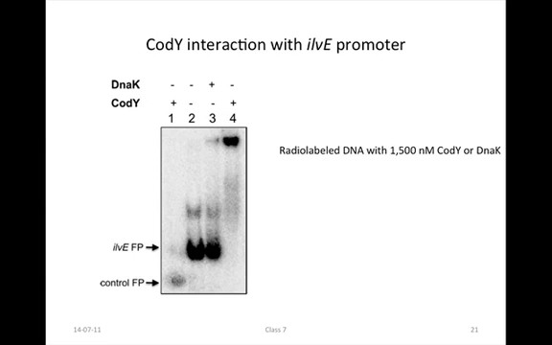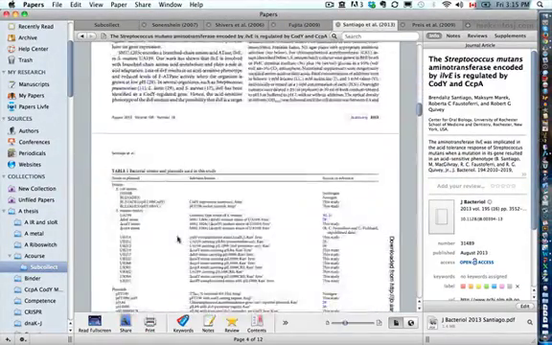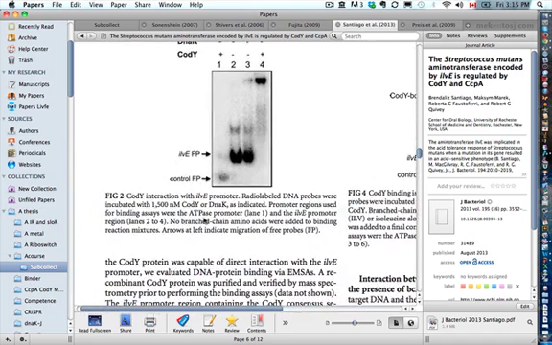Okay. No DnaK, but there is CodY, and there's no complex. This would be the control. I'm trying to remember. Let's take a look at the paper. I'm trying to remember why lane 1 is different. Promoter region used for binding assays were the ATPase promoter. Oh, and ILVE is added in the next 3 lanes. So there's no ILVE in lane 1, just CodY.